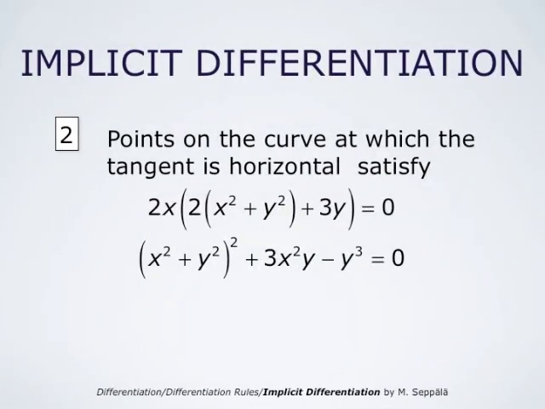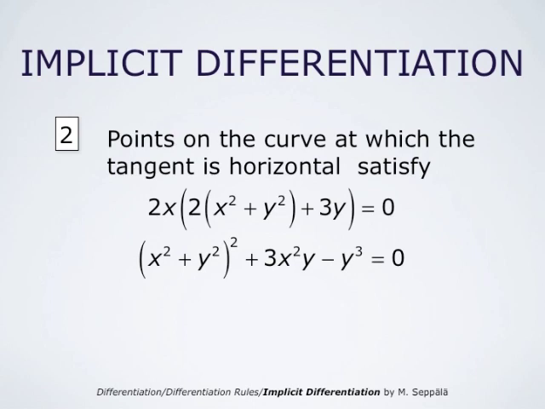So we have concluded that points on the curve at which the tangent is horizontal satisfy first the equation 2 times x, and that multiplied by (2 times (x squared plus y squared) plus 3 times y). This product must be 0. And then the equation of the curve was (x squared plus y squared) squared plus 3x squared y minus y cubed equals 0.